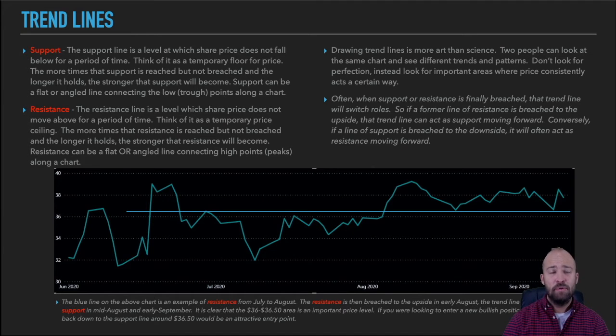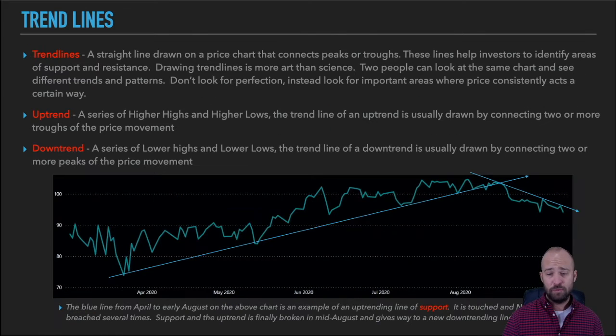It's a trend line that price continues to bump against but fails to move above. So the more times that price bumps up against a trend line of resistance and fails to break through it, the stronger that line of resistance is going to become. So you often find lines of resistance in a downtrend, as we did in the previous chart here, starting in early August and moving to the far right of the chart.